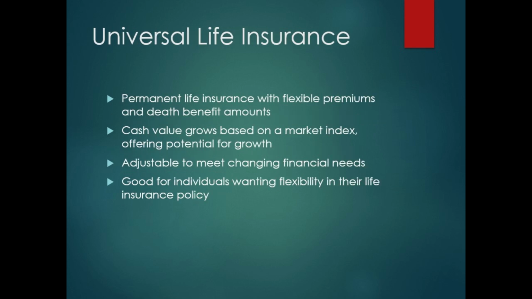Part 3: Universal Life Insurance. Then we have universal life insurance. It's also permanent, but with a bit more flexibility. Universal life lets you adjust your premiums and death benefit amounts over time, which is helpful if your financial needs change. It also builds cash value, but it grows based on a market index rather than a fixed rate, which can offer potential for more growth, though there's some risk involved. Universal life is a good choice if you want the benefits of permanent insurance with some customization as your income or goals change over the years.